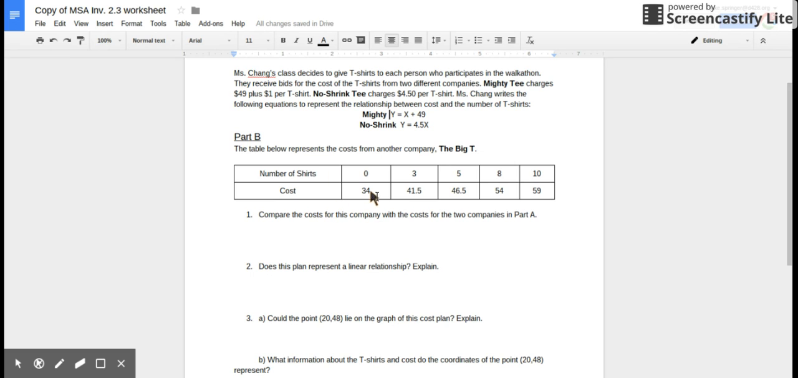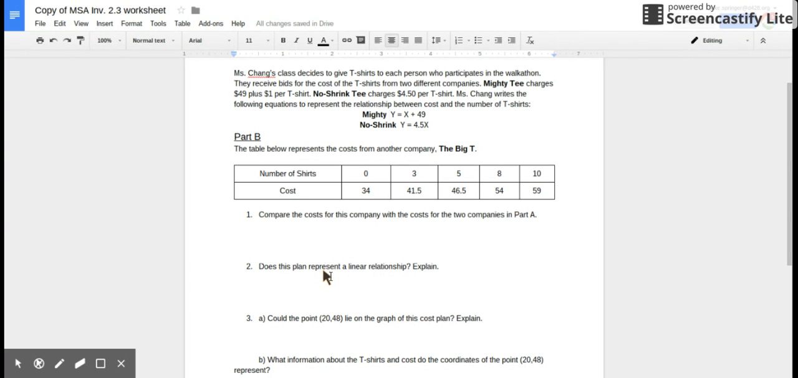And instead of giving us an equation, they gave us a table to represent their information. So when I ask to compare the cost for this company with the cost for the two companies in part A, here's our two companies for part A. So what we can compare is our intercepts, our y-intercepts. We can maybe look at whether or not both the rates are increasing, and maybe even the constant rate of change, whether all three are linear, or maybe they might even have the same rate. So these are some things that we can compare.